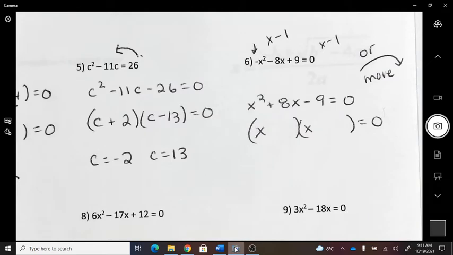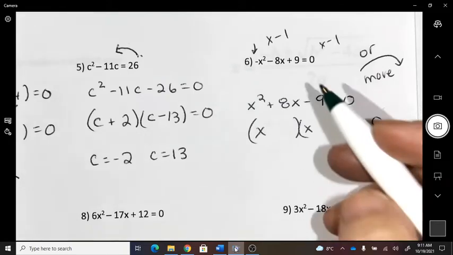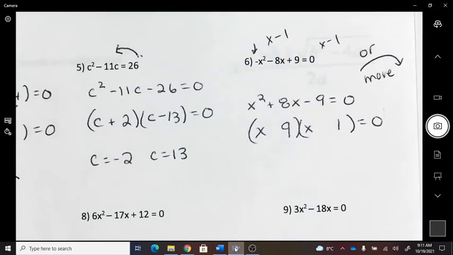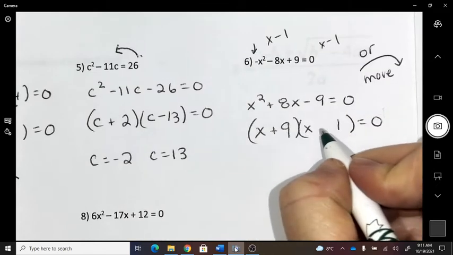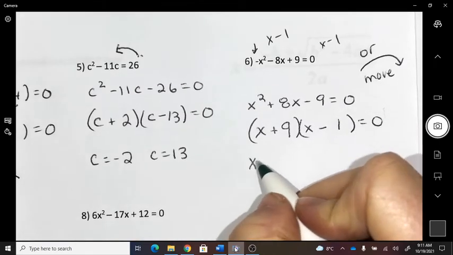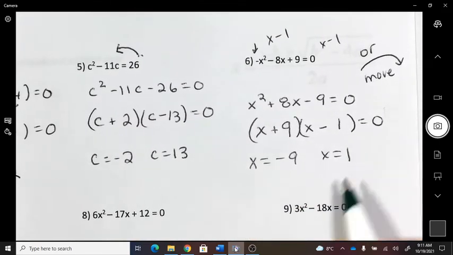Now, multiplies to 9, and you got to make an 8 out of it. So does it make sense to pick 9 times 1? And then I need a positive 8.